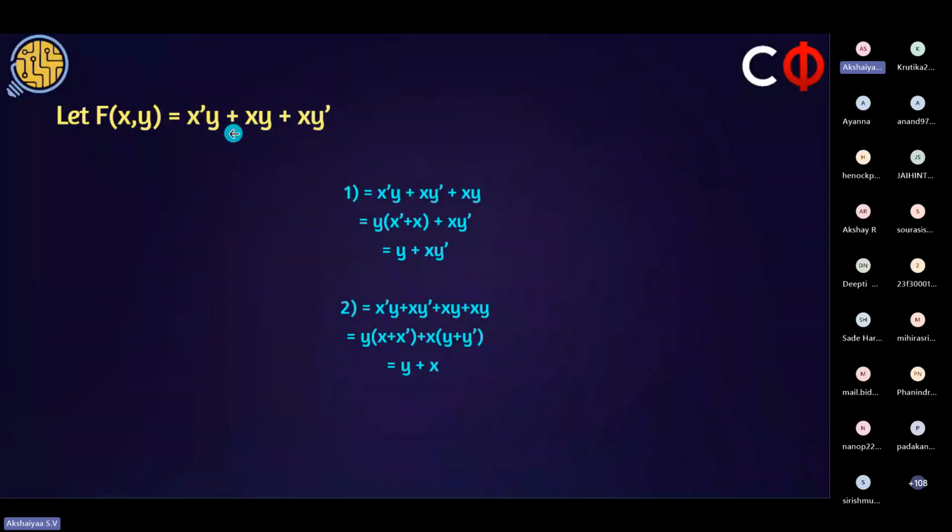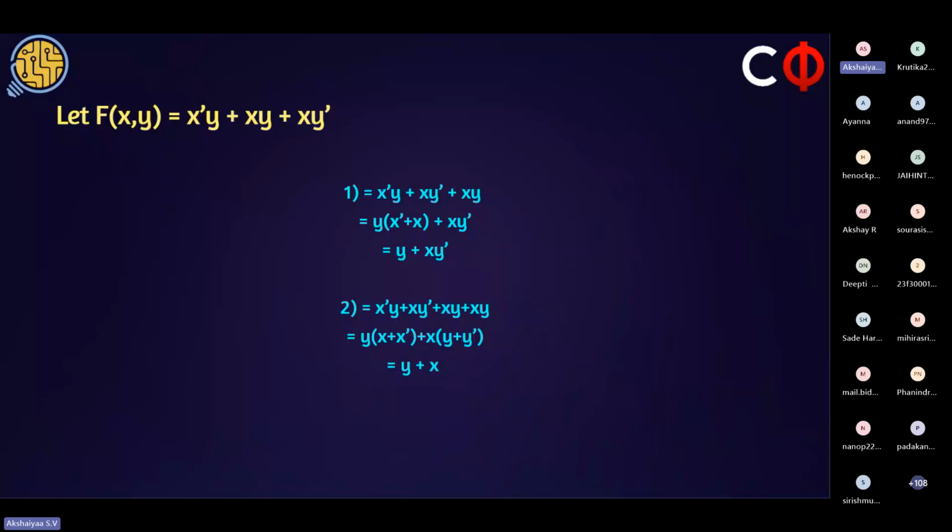So if I'm trying to solve this function algebraically, I can use two methods. One, I can directly simplify terms. Like, I can take this xy and x prime y, and I can take y common and write x prime plus x, and x prime plus x is always 1 because that is an OR operation. So this is going to simplify to this. Or I can use x plus x equals x. That's another postulate which is available in Boolean algebra. And I can simplify to y plus x, the OR gate which you guys were talking about.